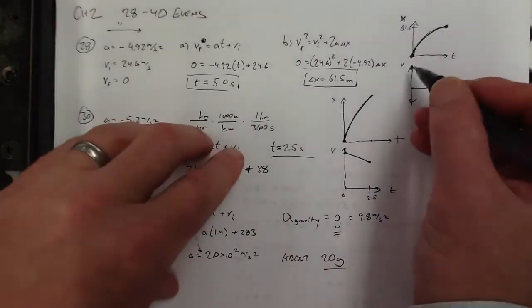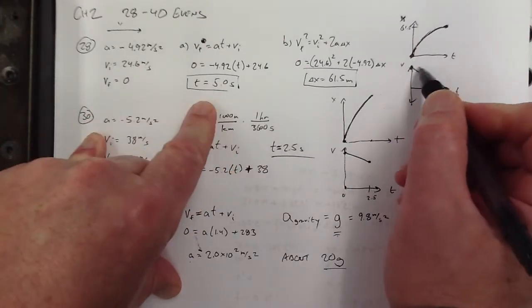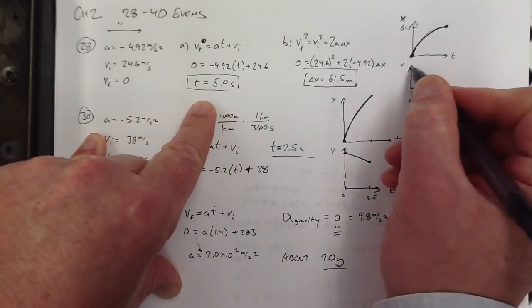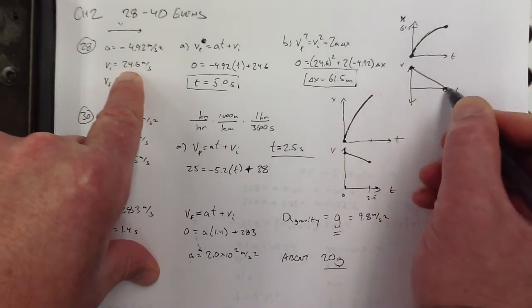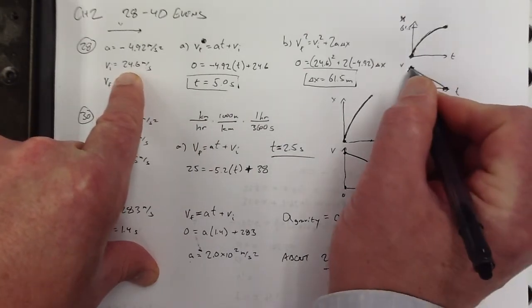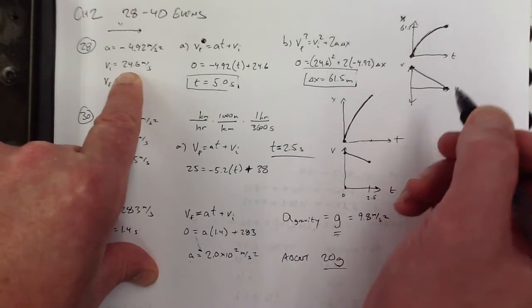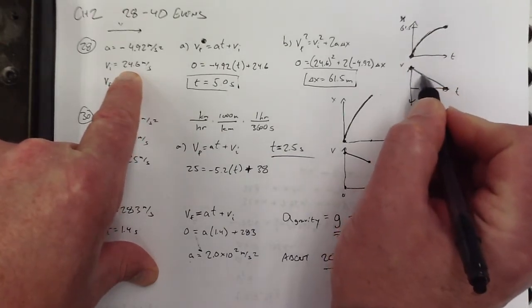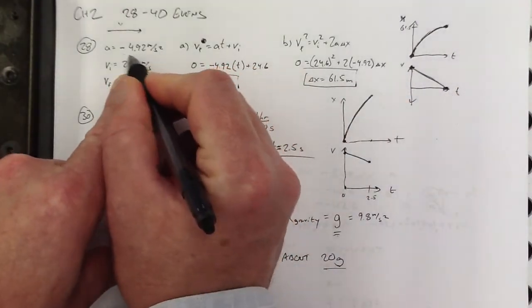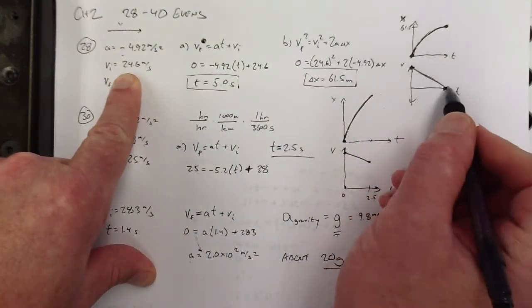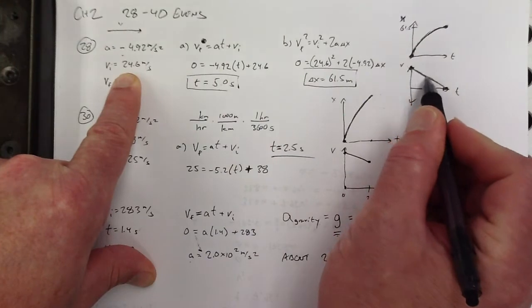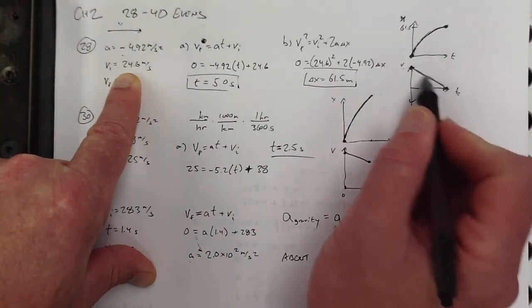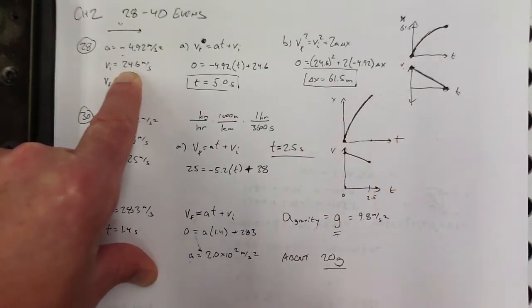I could also have just gone straight to this and made this one first, as these are the velocities. So I'm starting with a velocity of 24.6, going down to a velocity of 0. And I know that this is straight because I have constant acceleration. And I also know what the slope of it is. The slope of this little line segment right here is negative 4.92 meters per second squared, because the slope of velocity versus time is acceleration.